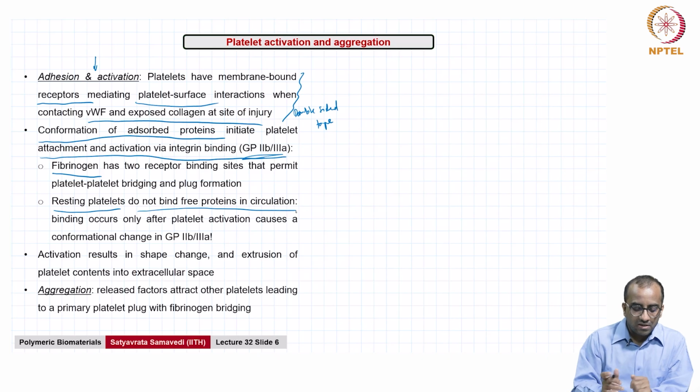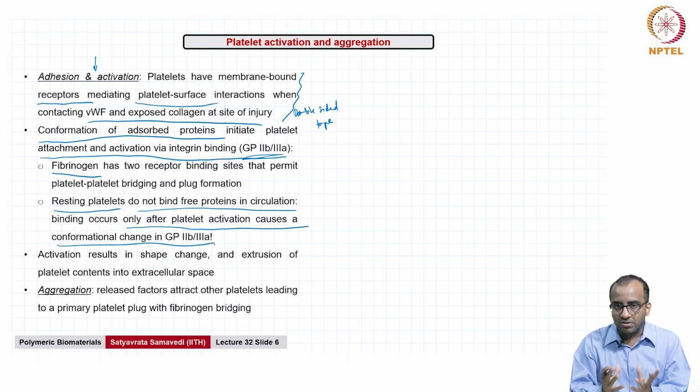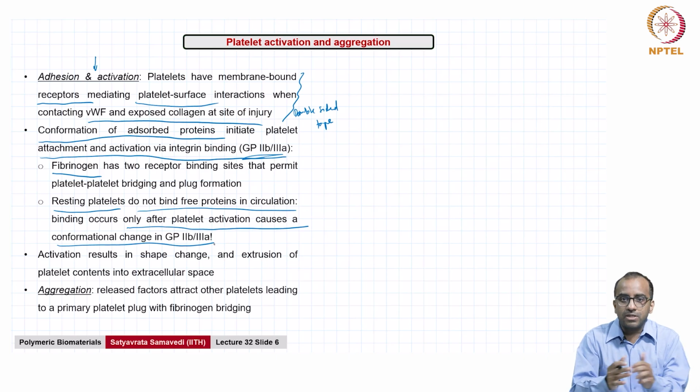This binding occurs only after platelet activation, which causes a conformational change in the integrin or the receptor. So, it is very critical to note that these processes of platelet attachment, adhesion and activation are initiated only when there are these signals that make these proteins, either the proteins like fibrinogen or the receptor, undergo conformational changes that lead to favorable platelet binding and activation.